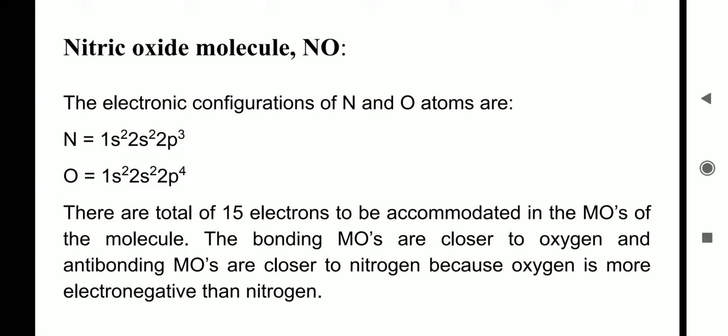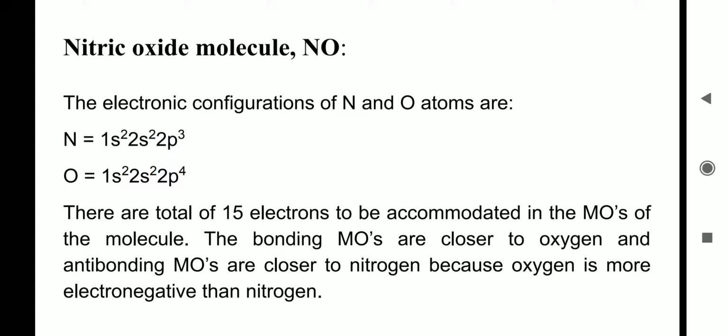Let us take our first molecule, nitric oxide. Nitric oxide has two atoms, nitrogen and oxygen. The atomic number of nitrogen is 7 and that of oxygen is 8. So there are a total of 7 plus 8 equals 15 electrons that have to be accommodated in the molecular orbital diagram of this molecule.